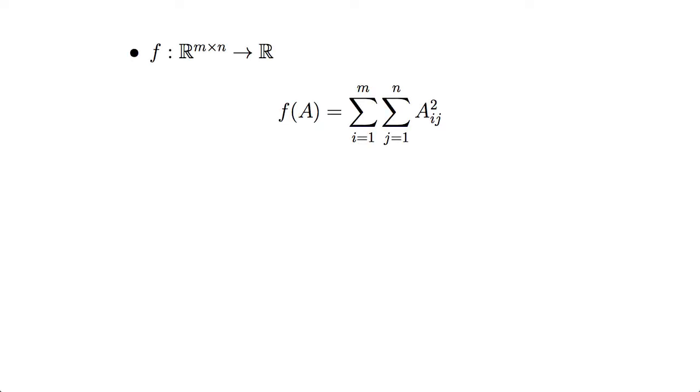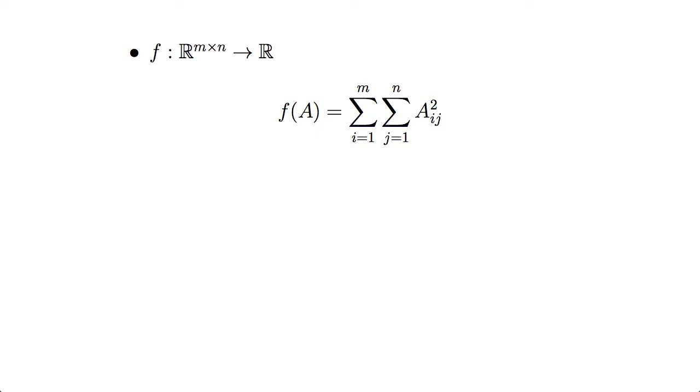Now let's look at another example. We want a function f that takes as input m by n matrices and outputs a scalar value, which is defined as f of A equals the sum from i equals 1 to m, and the sum from j equals 1 to n of a_ij squared.